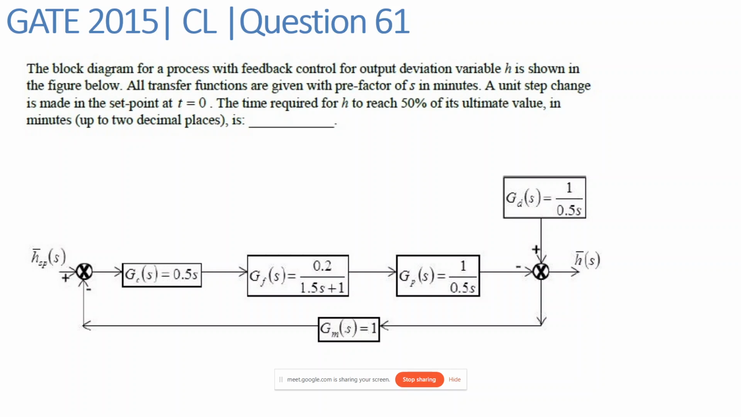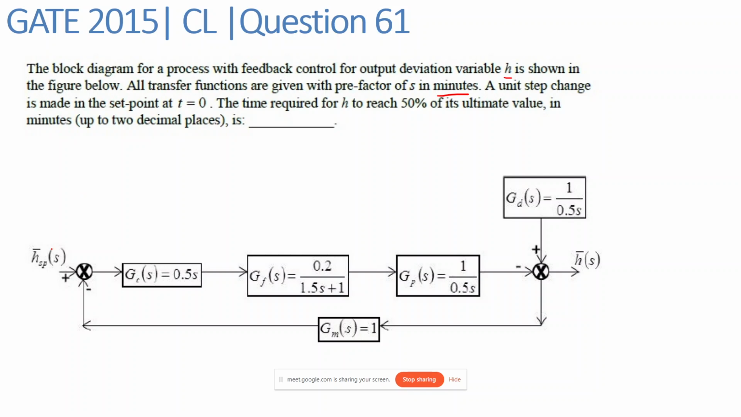So the next question is on a similar basis. It is question number 61 from 2015, and the question is: the block diagram for a process with feedback control for output deviation variable h is shown in the figure below. All transfer functions are given with a prefactor s in minutes. A unit step change is made in the set point at t equal to 0. The time required for h to reach 50% of its ultimate value in minutes is dash.